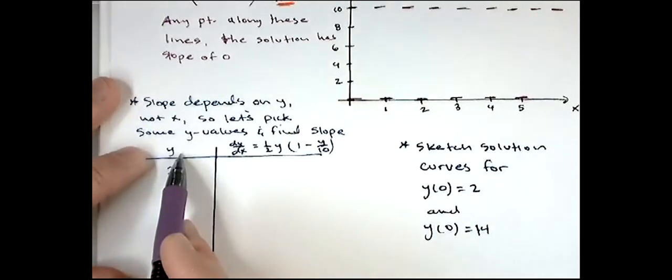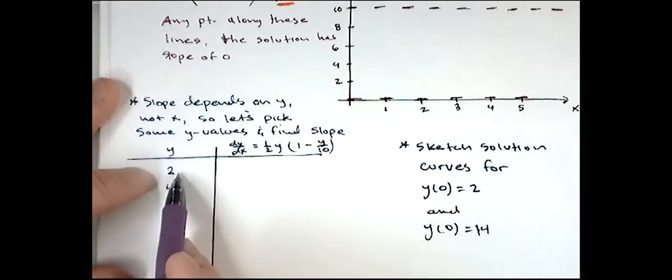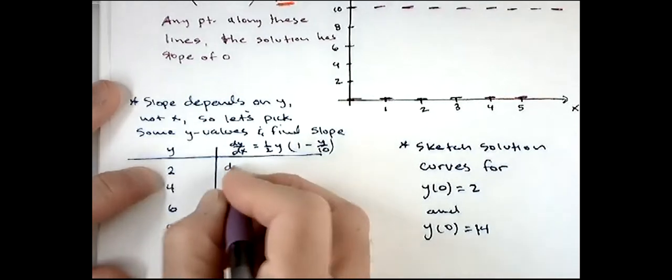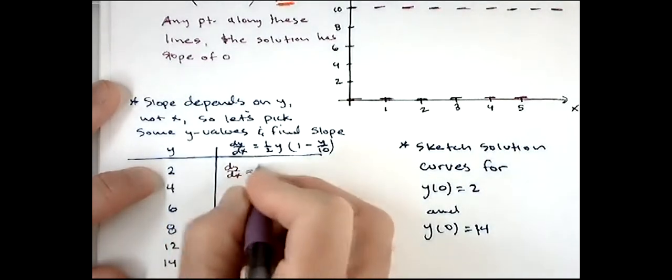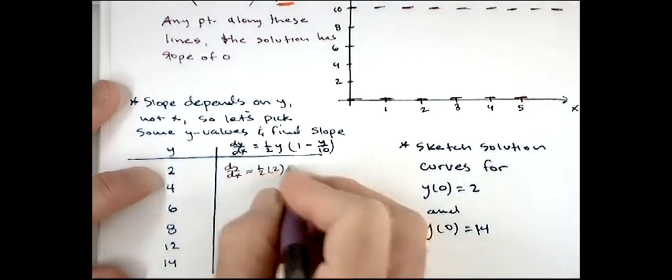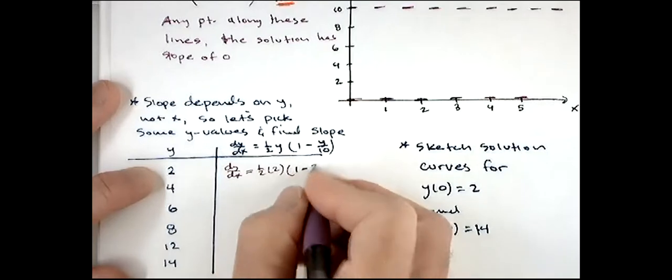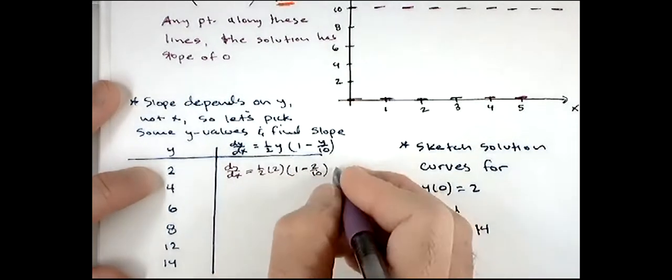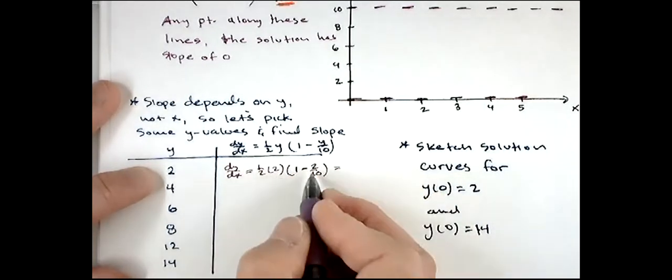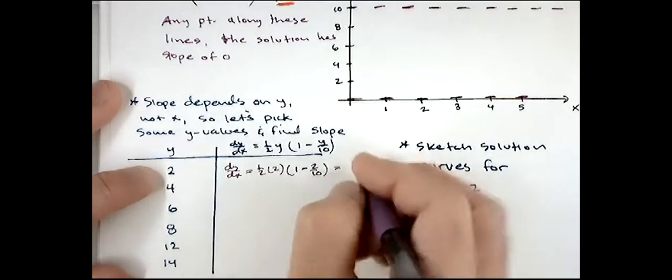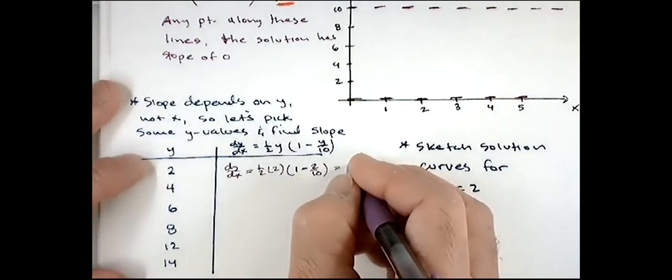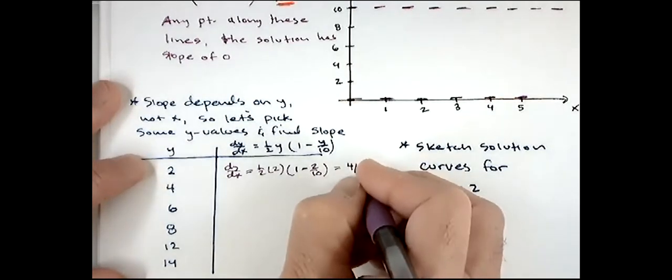If you get an autonomous differential equation where your slope is just dependent on y, then I think the best way to do it is to just pick some different y values. For example, if y is 2, what I'm going to get for dy/dx is 1/2 times 2 times 1 minus 2/10. I just put in y equals 2. And that's 1 times 1 minus 2/10, which is 8/10. 8/10 reduces to 4/5.